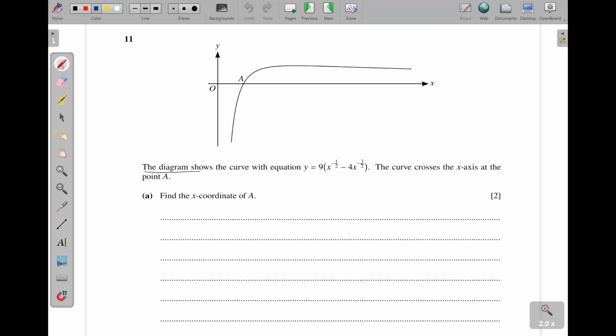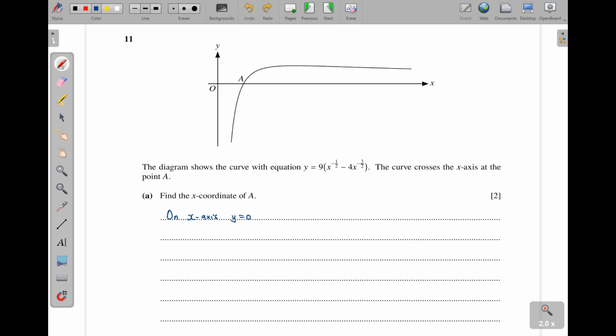Question 11, the diagram shows the curve with this equation. Here, the curve crosses the x-axis at point A. Find the x-coordinate of A. Now, where this graph cuts the x-axis, y is 0. So I will say on the x-axis, y is equal to 0.